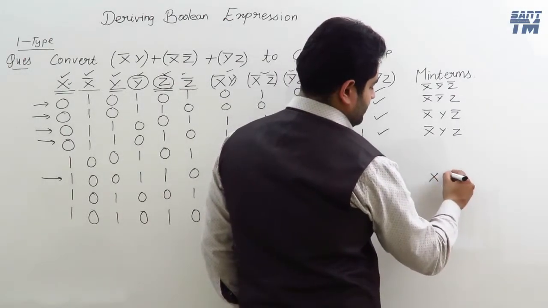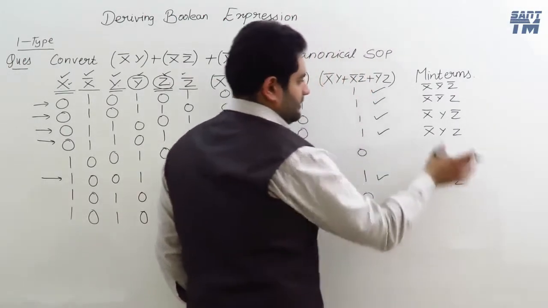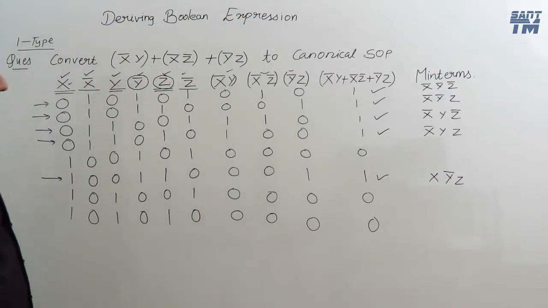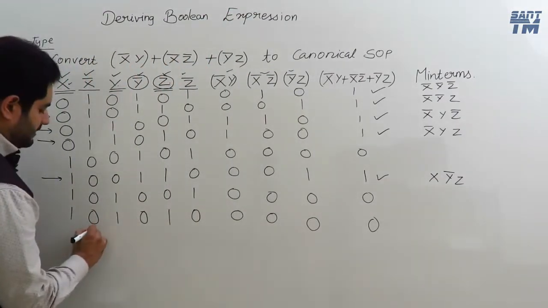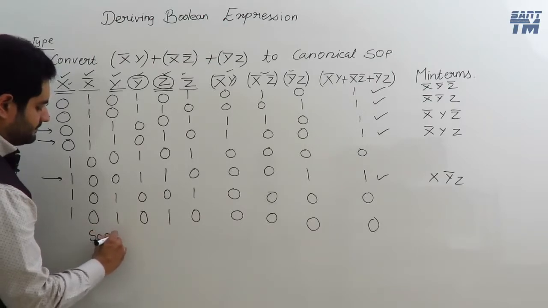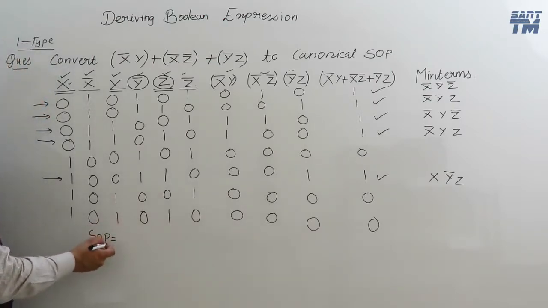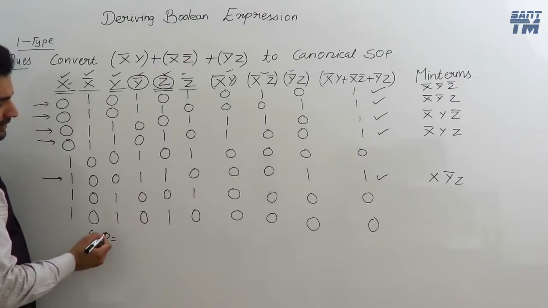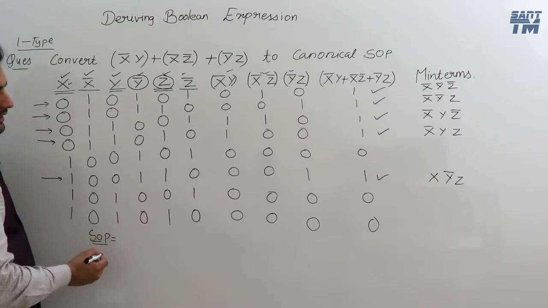X, Y bar, Z. So this is the column of minterms that we have made. Now our SOP expression will be, SOP is a canonical expression in which all the terms are minterms, sum of products, sum of minterms. We have to do sum of all the products, that means sum of all the minterms.